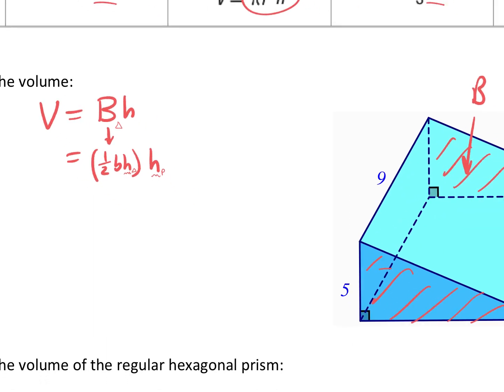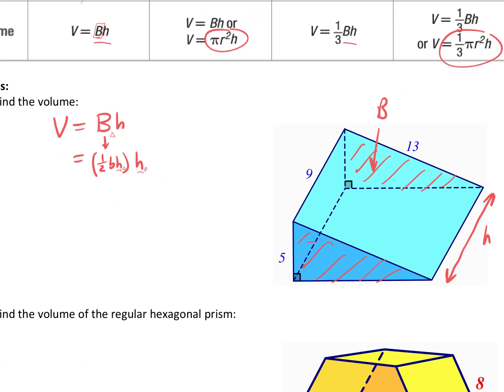Okay, so what's nice about having it in this version is it gives me a list of ingredients that I'm going to need. For the triangle, I need the base and the height of the triangle, and I don't have all that. I have this 5 and I have this 13. Well, with Pythagorean theorem, I can figure out that that's 12. So this is 1/2 times 12 times 5 times, now this height that I'm talking about is the height of the prism, and the height of the prism is 9. Area of the triangle is then 30, and 30 times 9 is 270. And this is cubic units.